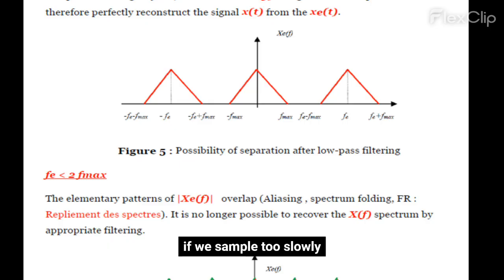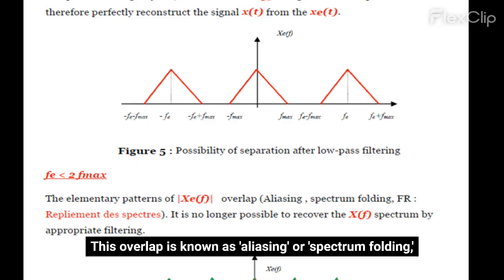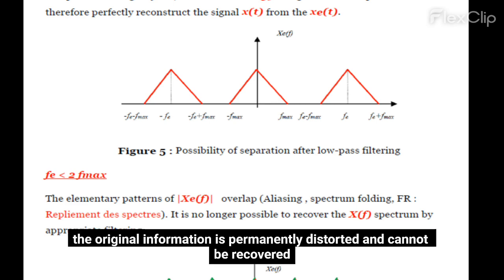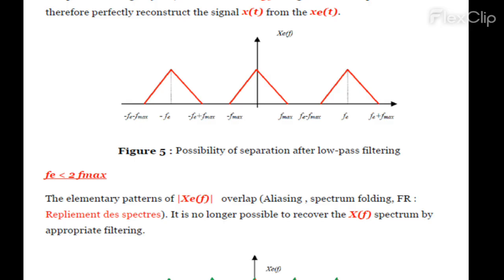However, if we sample too slowly, as shown in the bottom diagram, these spectral copies overlap. This overlap is known as aliasing or spectrum folding. And once it happens, the original information is permanently distorted and cannot be recovered.